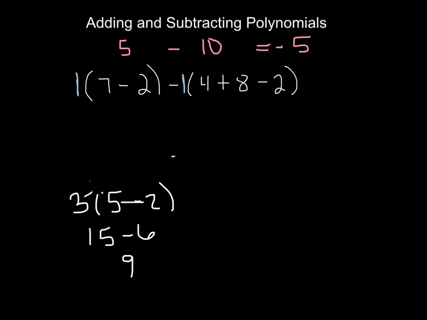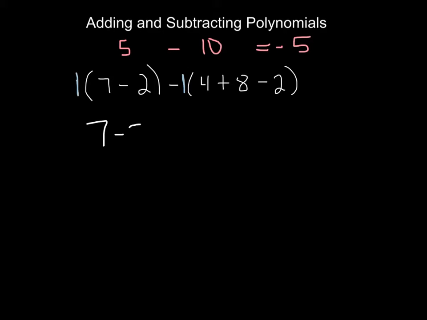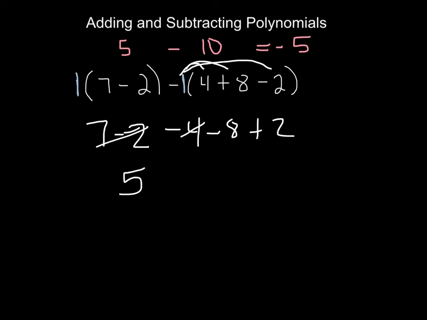Let me get rid of this real quick down here. So let's distribute. So we get 7 minus 2. Now I'm going to have -4, -8, and +2. Because -1 times 4 is -4, -1 times +8 is -8, and -1 times -2 is +2. Now let's work it left to right. So here I get 5 minus 4, I'm going to get 1 minus 8, I'm going to get -7, and -7 plus 2, I'm going to get -5.